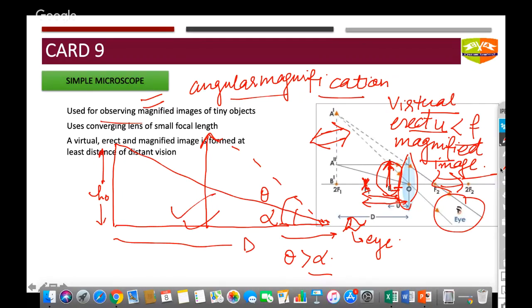So what is the magnification? Now try to understand the magnification over here. Magnification is the ratio of angle subtended by the object at the eye in normal adjustment, divided by angle subtended by the eye when the object was at the least distance of distinct vision. So this is h by D, where D is the least distance of distinct vision. Let me write the formula for you.